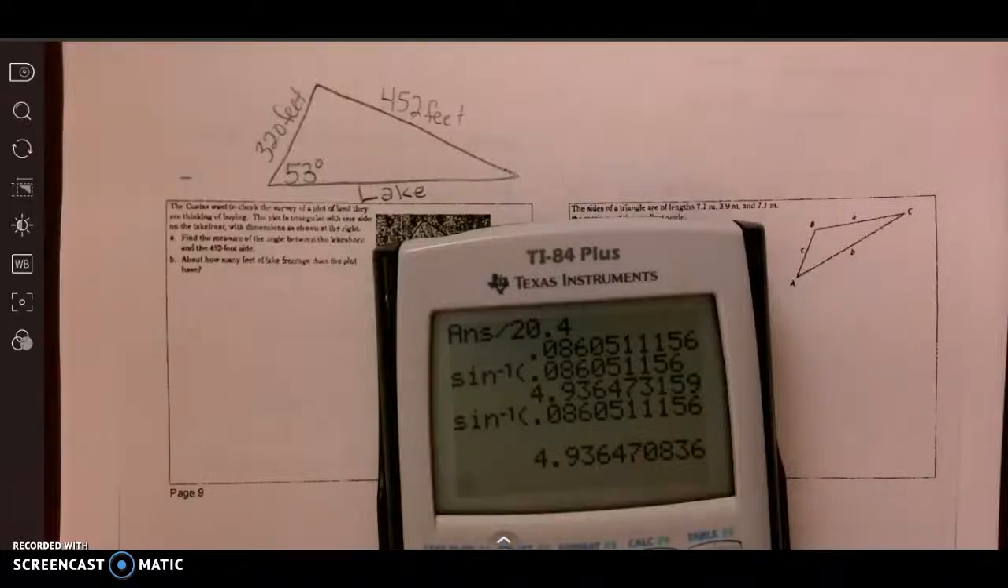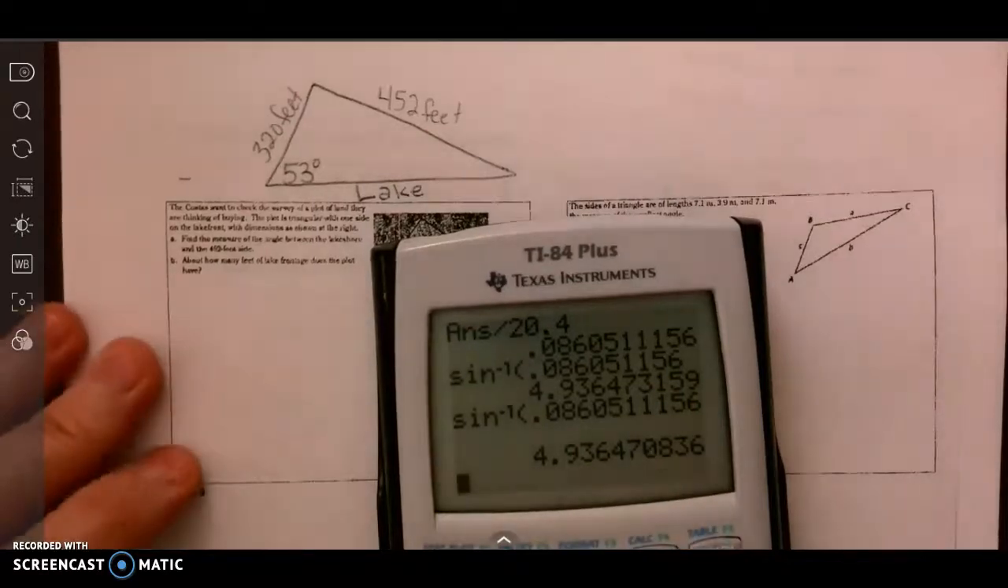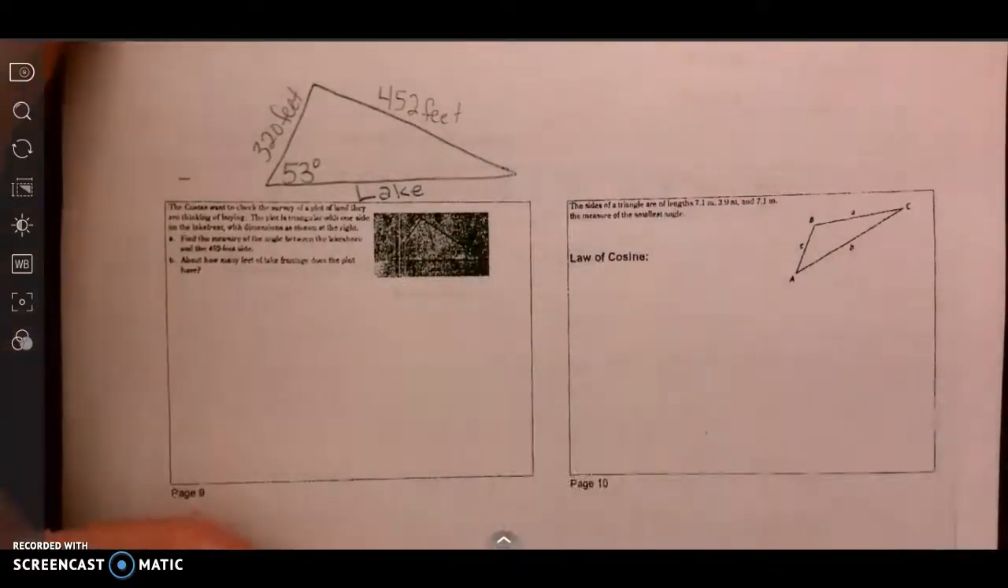I noticed that on the last question, when I did inverse sine up here, I forgot a 1. It's supposed to be 1, 1, 1, 5, 6. So I put it in that way here, but I still got the same thing, 4.9 degrees. All right, so let's look at this next problem.